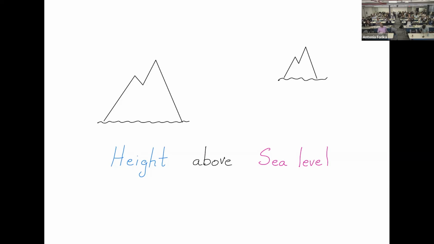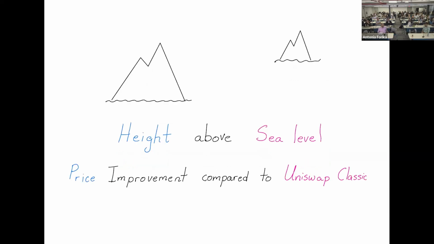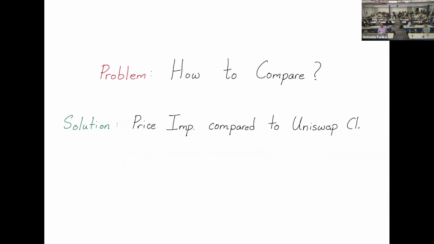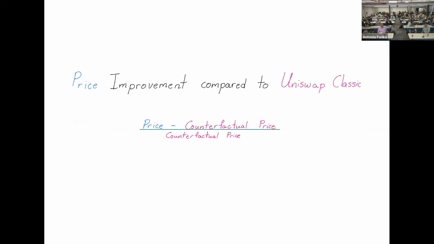And the way that we choose to solve this problem is similar to if I asked you, how would you compare two mountains, right? All the mountains are kind of similar, but they're in different parts of the Earth. And the thing that you would naturally be led to say is height above sea level. I colored this word blue, and what color is that? Purple, for a specific reason. Because height is your metric or your dimension or your axis, and sea level is your reference point or your baseline. And what we choose to do is measure something called price improvement compared to Uniswap Classic. So just to recap: the problem is how to compare, and our solution is price improvement compared to Uniswap Classic.